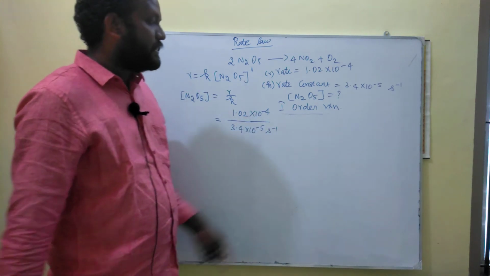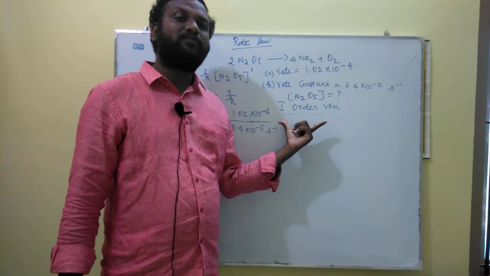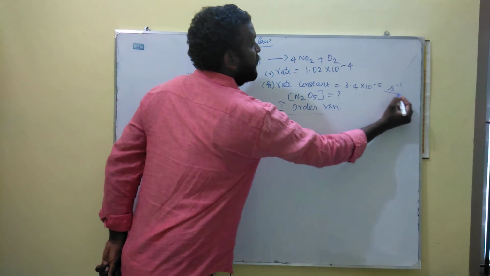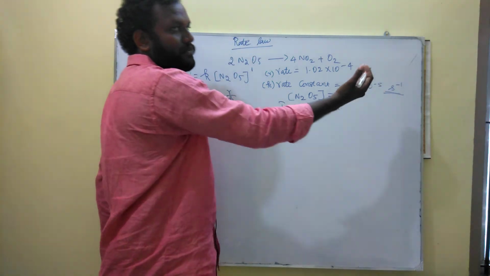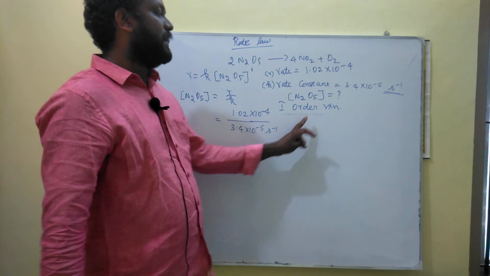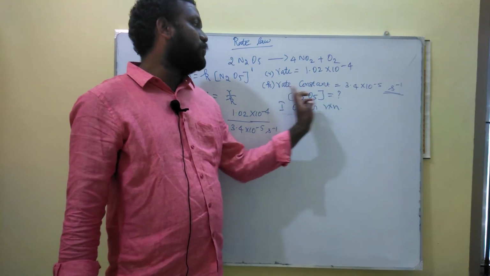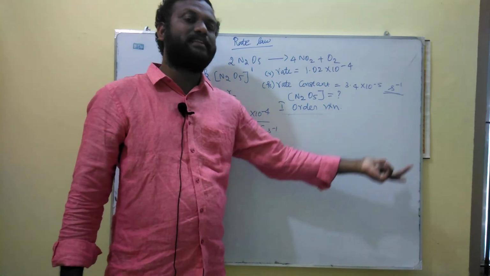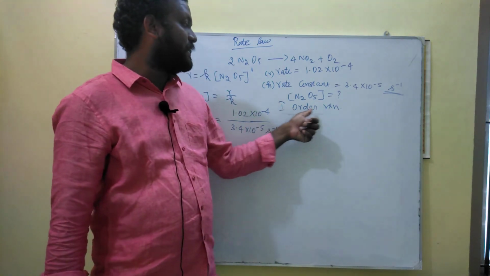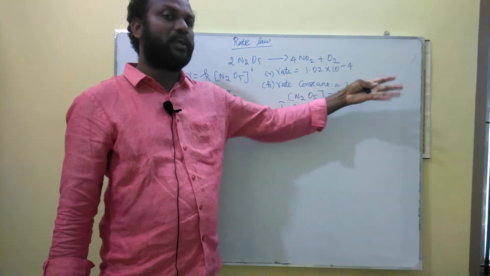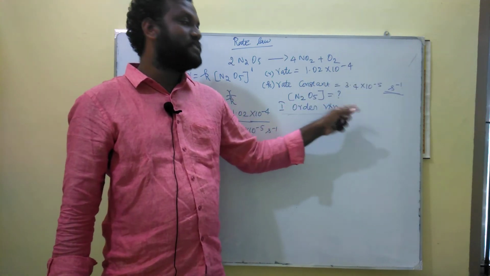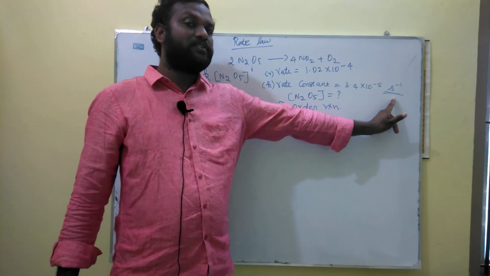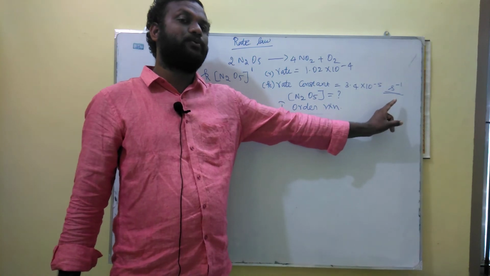In some cases, they will not say that the reaction follows first order. Then how do we find the order of the reaction? From the unit of the rate constant you can also find the order of the reaction. For a first order reaction, the unit of rate constant is per second. How to find the unit of rate constant, we will discuss in later videos. Suppose it is not given that the reaction follows first order, then you have to find the order from the given rate constant. For first order reaction the rate constant unit is per second.